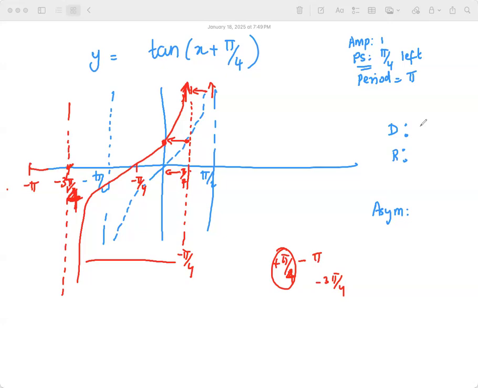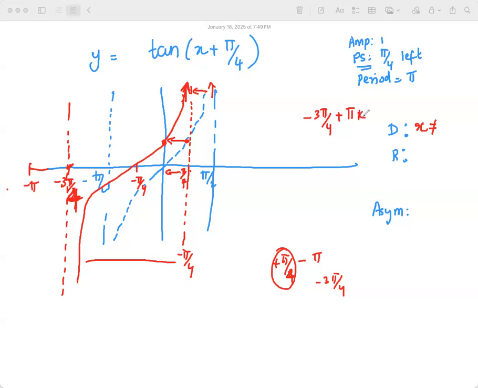It's very important for transformed tan graphs. It's a little tricky too. What is the domain and range? X can't equal to minus 3 pi over 4 plus pi k.